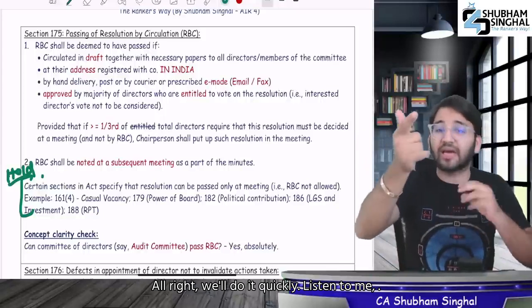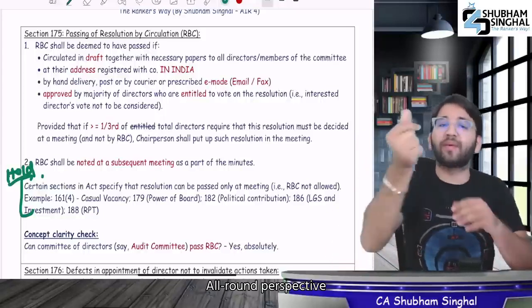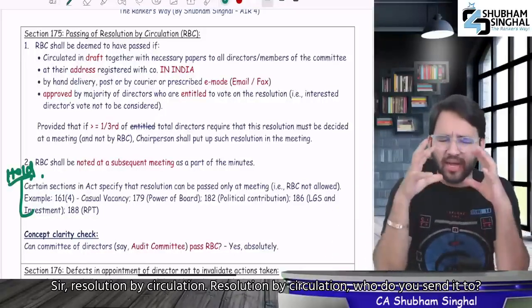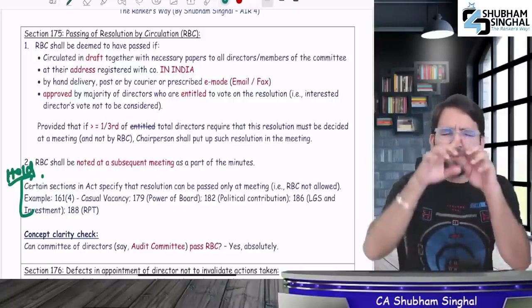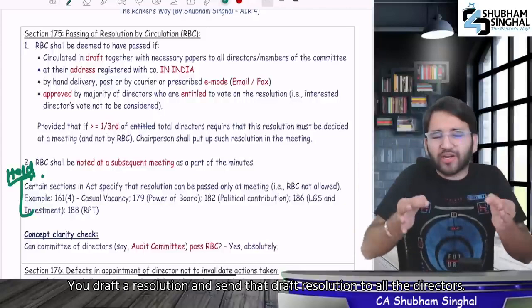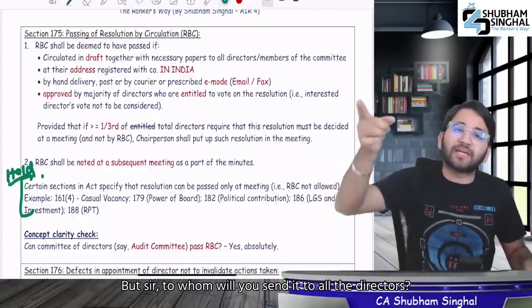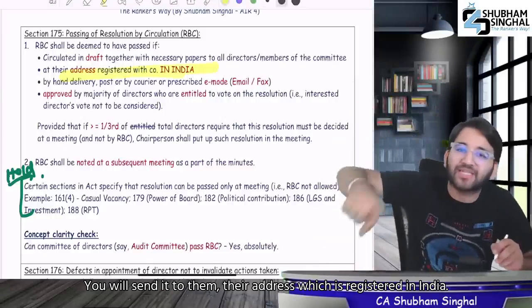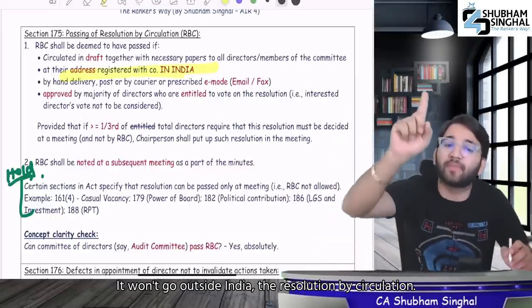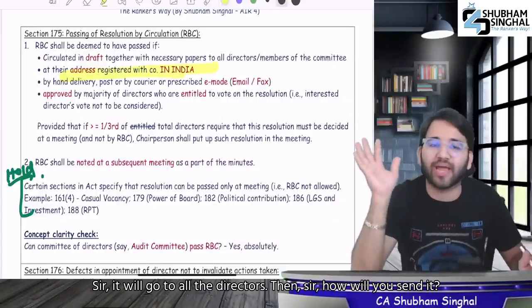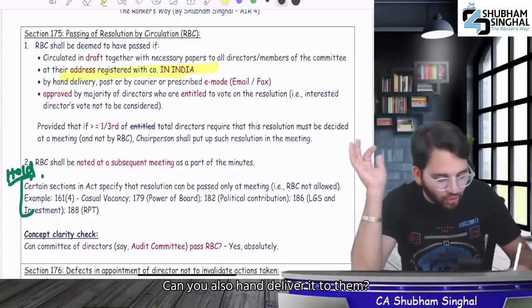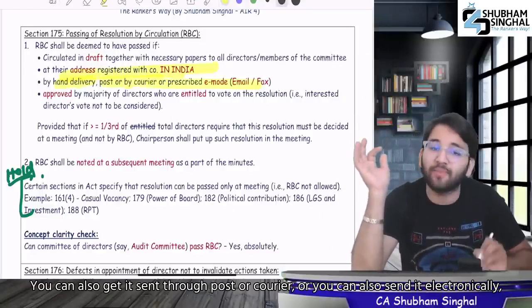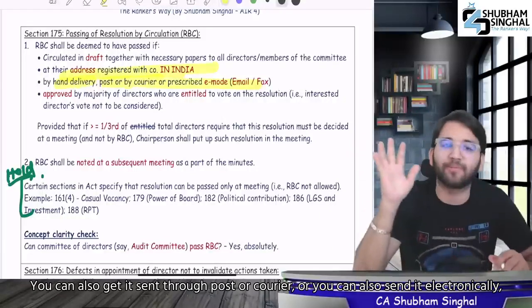All right, we'll do it quickly. Listen to me now. Resolution by circulation. You draft a resolution and send that draft resolution to all the directors. You will send it to their address registered in India. It won't go outside India. How will you send it? You can hand deliver it, or send it through post or courier or electronically.